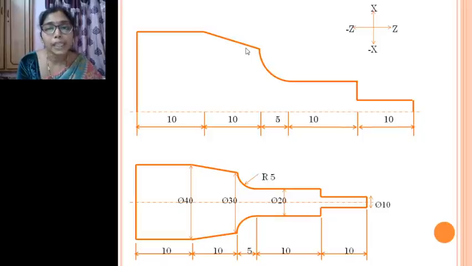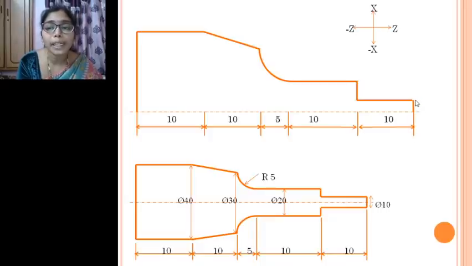Now in a lathe you have to remember one more thing: we'll be giving the dimensions or the coordinates in terms of diameters, not the radius. Even though we are considering this point here, we'll be giving it in terms of diameters, right? So for this particular step turning operation, 10 is the diameter of this section.